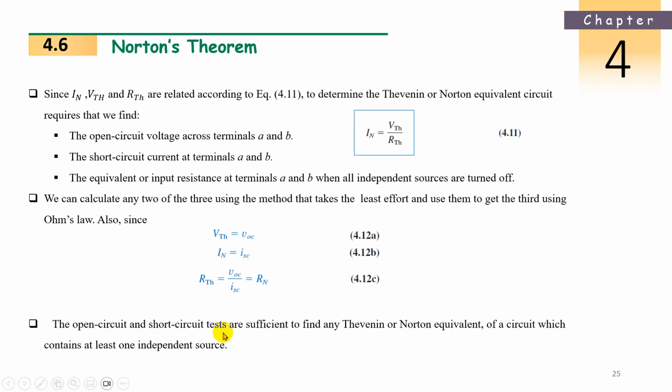The open circuit and short circuit tests are sufficient to find the Thevenin and Norton equivalent of a circuit which contains at least one independent source. So we have to see that on the left hand side, it must have one independent source minimum. If more dependent or other sources are there, no problem. But Norton's theorem and Thevenin's theorem are always calculated with a source inside that linear circuit between the terminals A and B on the left side.